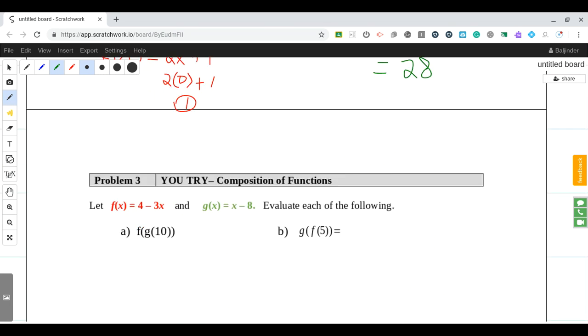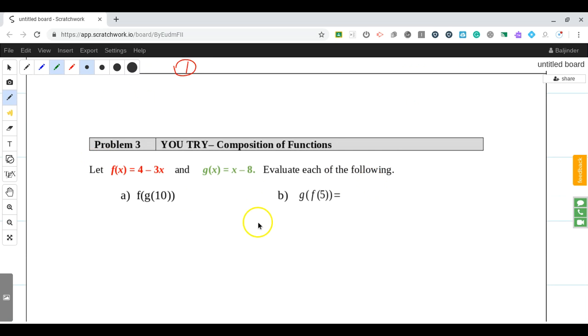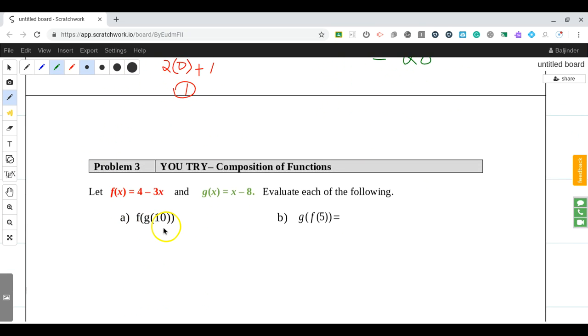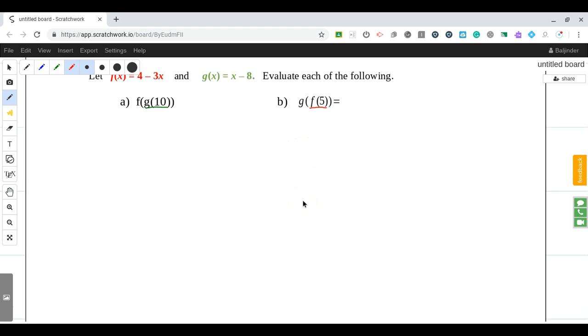And now you're going to work on these two problems on your own. Again, go through the steps. First, I would focus on g of 11, get that answer, and plug that into the f function. Here, you're going to first focus on the f function. You're going to first figure out what's f of 5, get an answer, and you're going to put that into the g function. All right. Let me know if you have any questions.